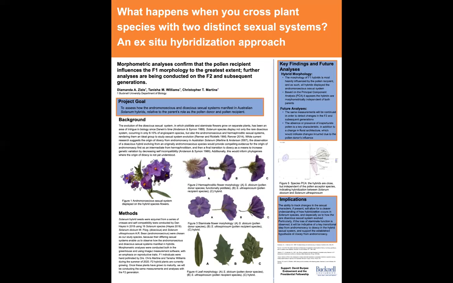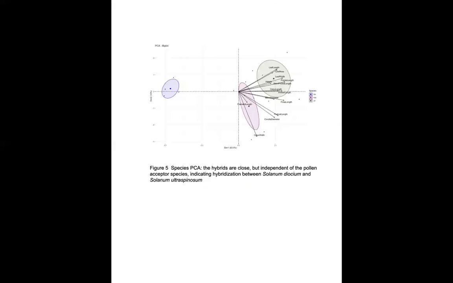Our findings suggest that the F1 hybrids are most influenced by the pollen recipient species, and as such, all hybrids display the andromonoecious sexual system. However, when these characters were analyzed using PCA, we found that while the hybrids were most similar to the pollen recipient as expected, the hybrids were distinct clusters, suggesting that they are distinct hybrids.